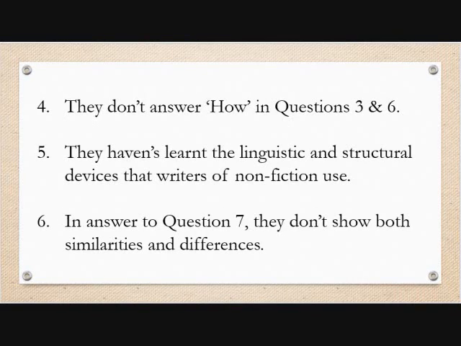Mistake 4. They don't answer how in questions 3 and 6. This is very important because question 3 and question 6 together contain 20% of the marks, 10 marks each. And typically the question asks how the writer presents a character, a scenery, a situation. The key word is how. But oftentimes we find answers where the student has summarized the passage, which is they have written what, not how. They score very poorly.